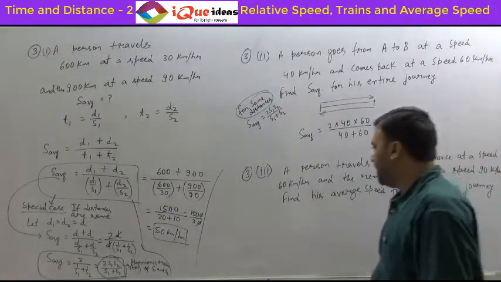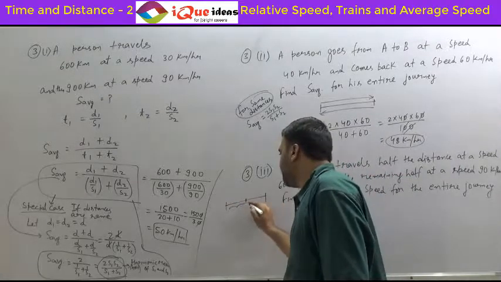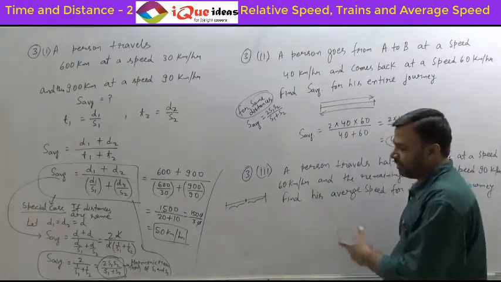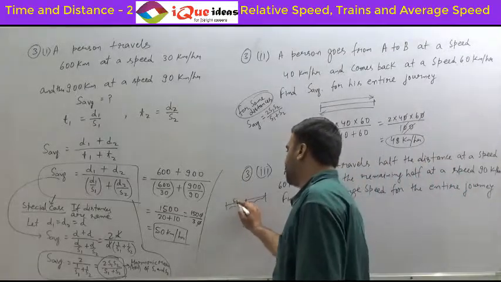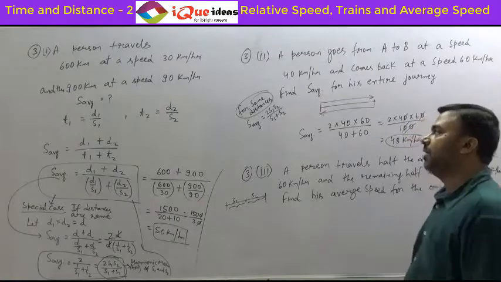See, the person has travelled half the distance at a certain speed. So the distances are the same. Whatever the value of the distance is, that doesn't matter. Half the distance, half the distance. So same distances. In this part the speed is S1, in this part the speed is S2. So we'll still apply the same formula: 2 into S1 S2 upon S1 plus S2.